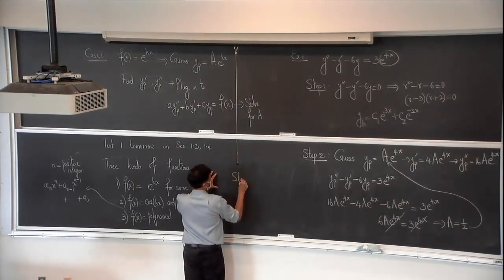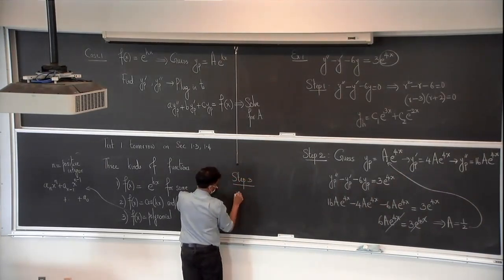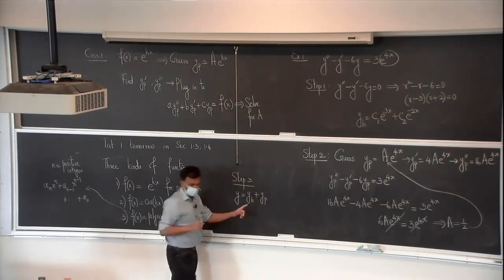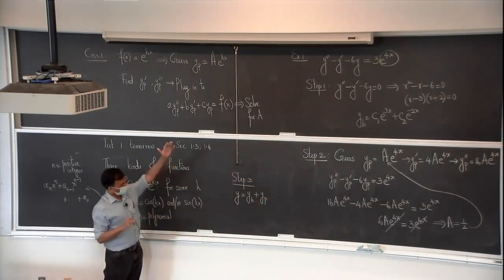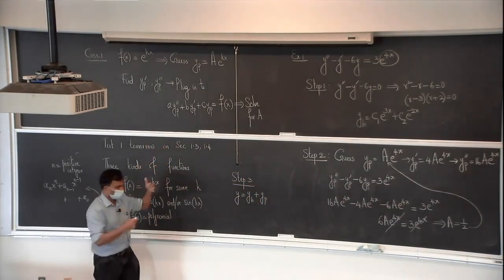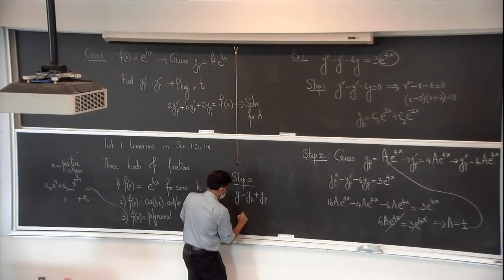Step 3. Y equal to yh plus yp. That's the superposition principle here. If you have individual solutions, each of which satisfies the equation, you can combine them together. Okay. So it's going to be C1 e to the power of 3x.